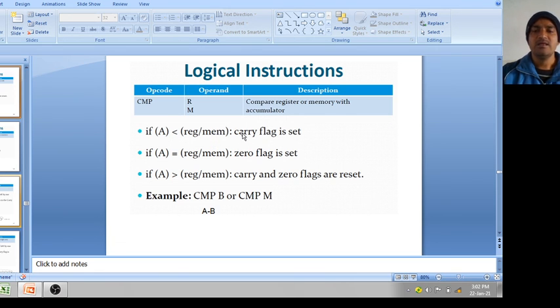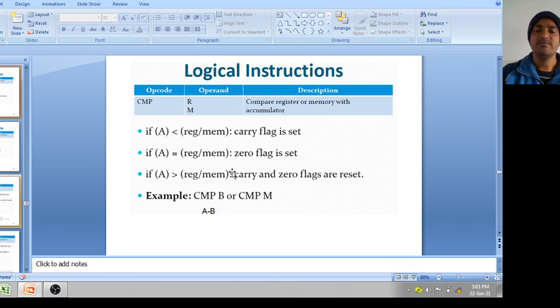And what about the zero flag? The zero flag will be reset. In case A equals the contents of the register or memory, then the zero flag will be set and the carry flag will be reset. 3 minus 3, zero flag will be set and carry flag will be reset. If A is greater than the register, or the contents of memory, if A is greater than B, in this case the carry and zero flags are reset.